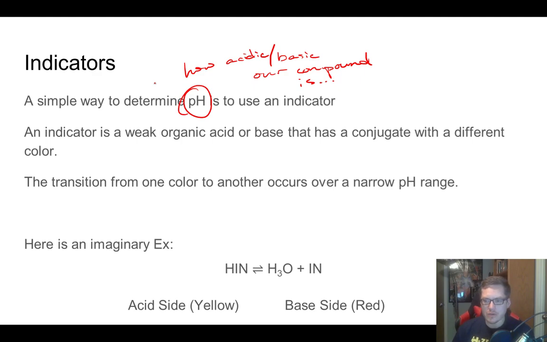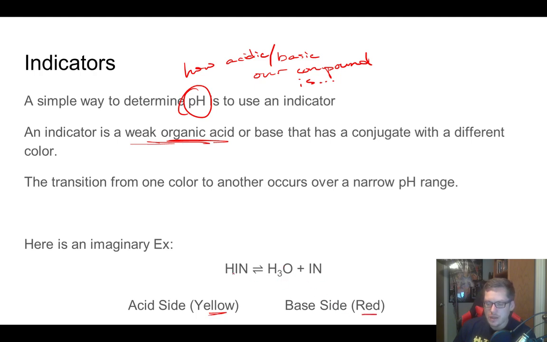We can look at these colors, and the way it works is that your indicator is a weak organic acid or base. When we say organic, that usually means it's got some carbon in it, probably some oxygen or something like that. It has a conjugate that's a different color. So here's an imaginary example. You've got this indicator that, when it's on its acid side, when it has its hydrogen attached to the indicator, is yellow, and then when it's on its basic side, it turns red.